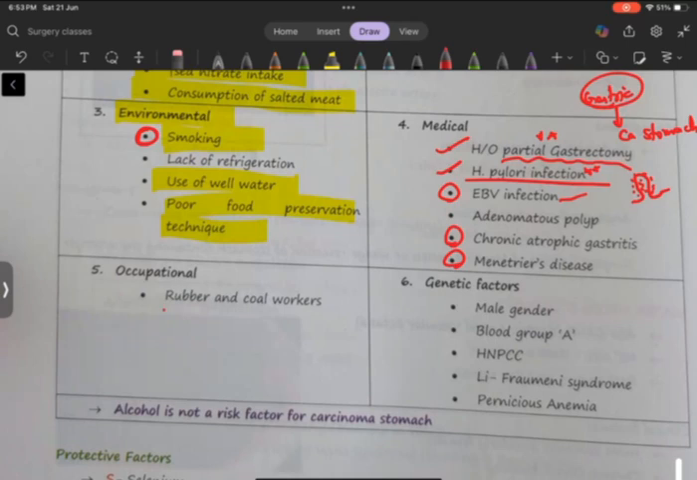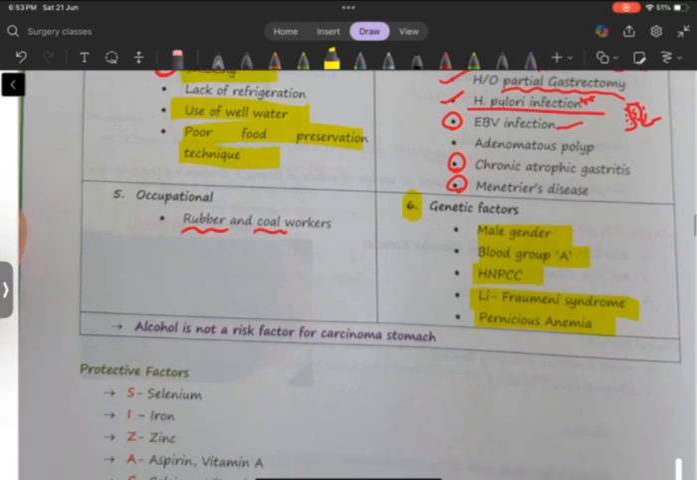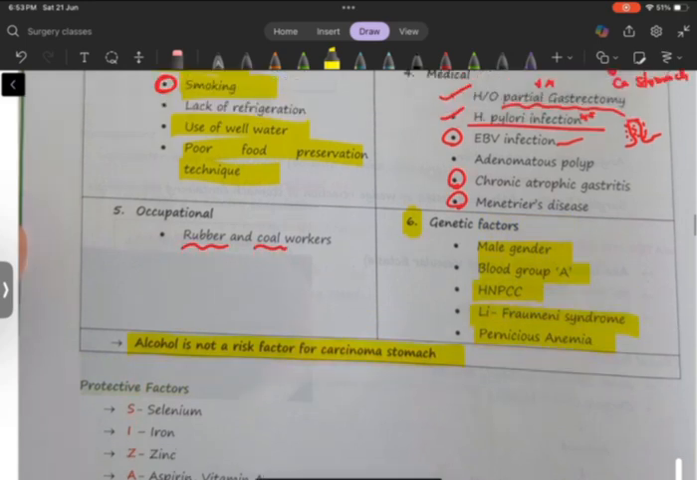Occupational: those who work in rubber and coal industries are at increased risk. Genetic factors: males are more prone, blood group A is more prone, that is type 1 gastric ulcer, blood group A. Then HNPCC, hereditary nonpolyposis colorectal cancer, then Li-Fraumeni syndrome, pernicious anemia. All these genetic factors pose a risk for developing carcinoma of stomach. What we need to know is alcohol has no association with carcinoma of stomach. It is not a risk factor, whereas smoking is.